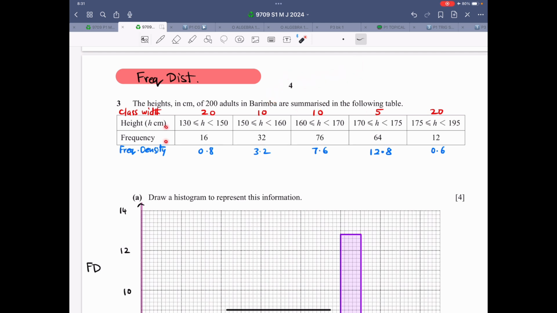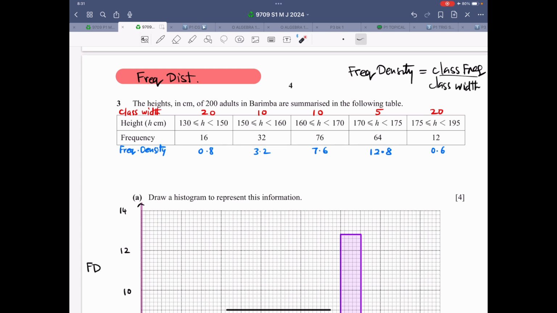There is height, there is frequency, it's ending at 150, starting with 150, ending in 160, starting with 160. That means these are the class boundaries. When it's the class boundary, upper class boundary minus lower class boundary gives you the class width. 150 minus 130 is 20, 160 minus 150 is 10, and so on. And since the class widths are unequal, we apply the concept of frequency density. What is the definition of frequency density? That is frequency of a particular class divided by class width.